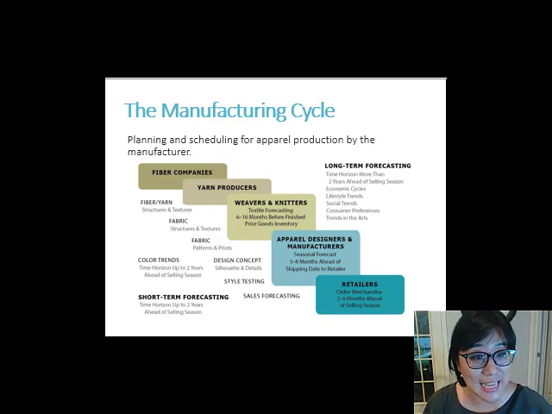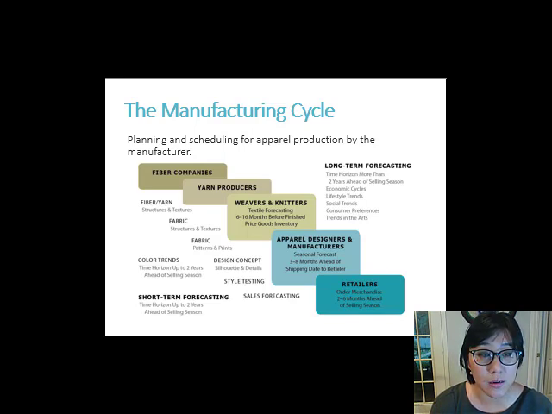Tracing the planning and scheduling process backward, forecasts and orders feed back to the textile manufacturer, the weavers and knitters. A process very similar to the one in apparel manufacturing occurs at the textile manufacturing level. The time period from the initial forecast to delivery of finished piece goods to the apparel manufacturers is between 6 to 16 months. So the time period between weavers and knitters, textile producers, and retailers is between 6 to 16 months.